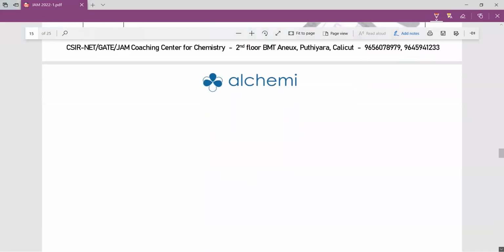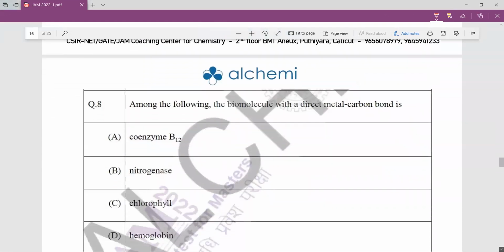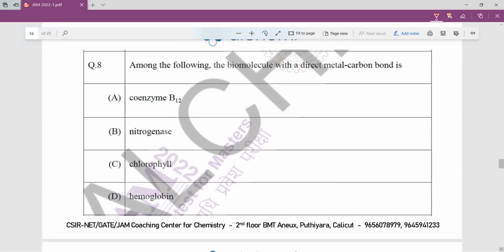Now let's move on to question number 8. Among the following, the biomolecule with a direct metal carbon bond is. That is the question. If you look at option D, hemoglobin is given. Hemoglobin has porphyrin as the ligand. Porphyrin will be like this. Okay, 4 nitrogens attached to metal. Actually the metal is iron. So this will be the structure of hemoglobin, and it will have bonds like this.